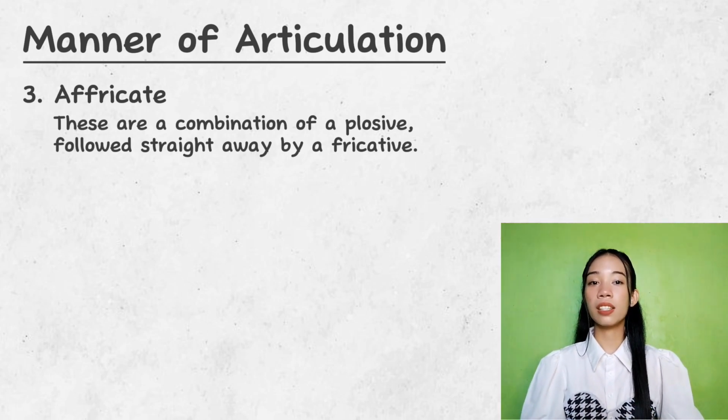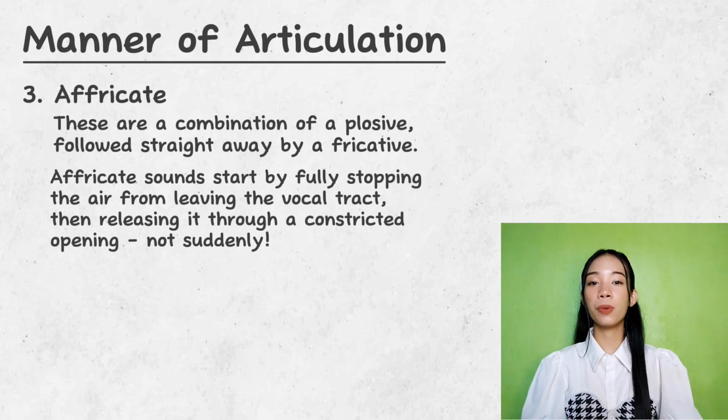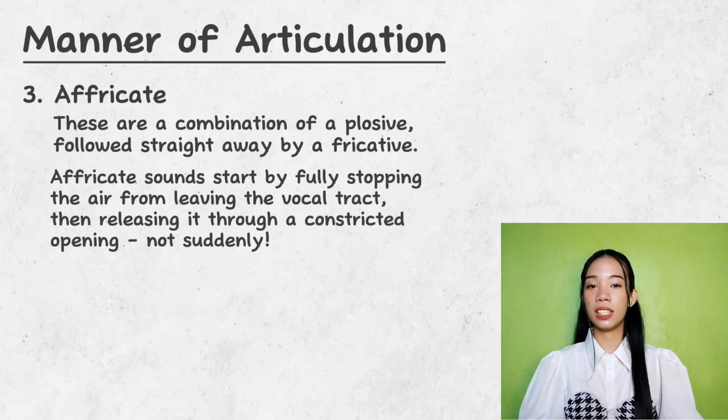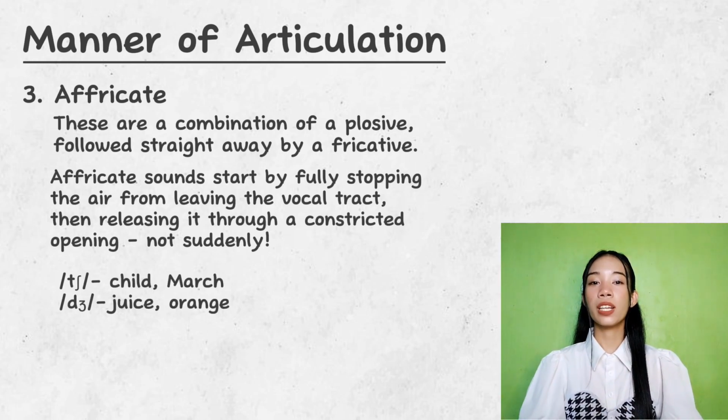And that means that the affricate sounds start by fully stopping the air first from leaving the vocal tract, but then the air is released. And not maybe as suddenly as with a plosive, but it's released through a small constricted opening. So there's a difference here. It's not a full open release, it's just a small opening, and again we can hear the air friction. And so we have, for example, ch and j.